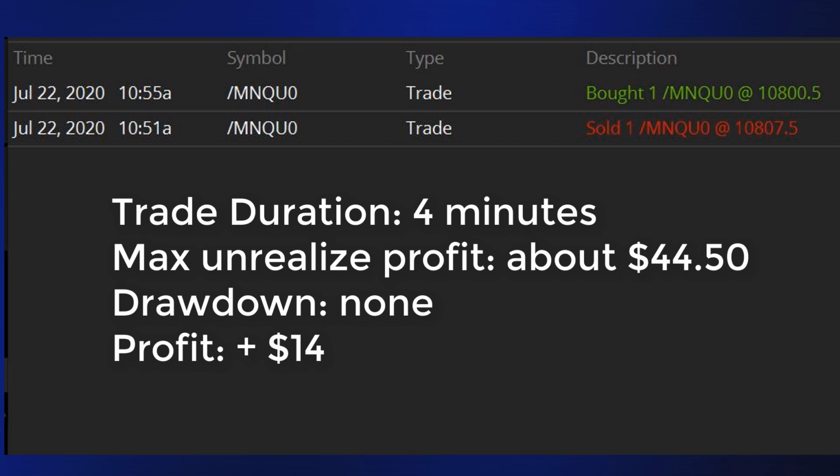The drawdown, at least, was none, so it wasn't a trade that was stressful at all. Kind of was, because I didn't want to give the money back, and I wound up giving most of it back. But that's what happens sometimes. You never have enough information to make perfect decisions.